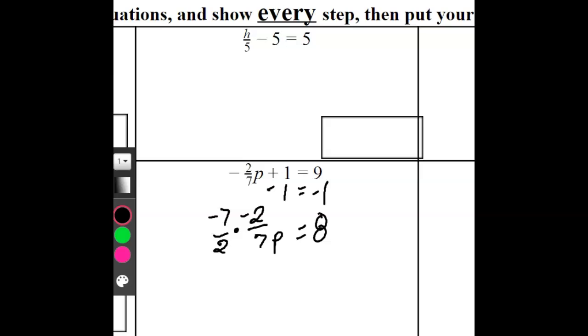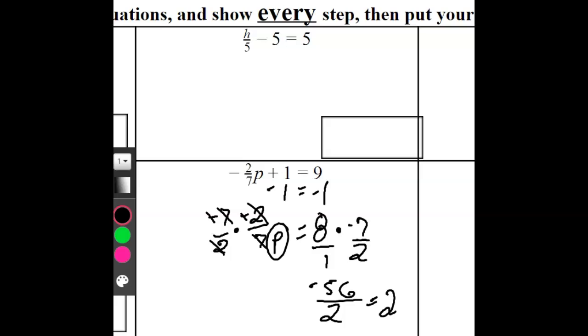They cross cancel, whatever, the negatives cancel. But then I have to do that over here too. So negative 7 over 2 over here. And if I put this over 1, this just lets me multiply fractions like we did back in middle school. Now I'm just going to multiply across. So these cancel over here because my 7s cancel, my negatives cancel, my 2s cancel. And that just leaves me with that p there. But over here, 8 times negative 7 is negative 56. 1 times 2 is 2. Negative 56 divided by 2 is negative 28.